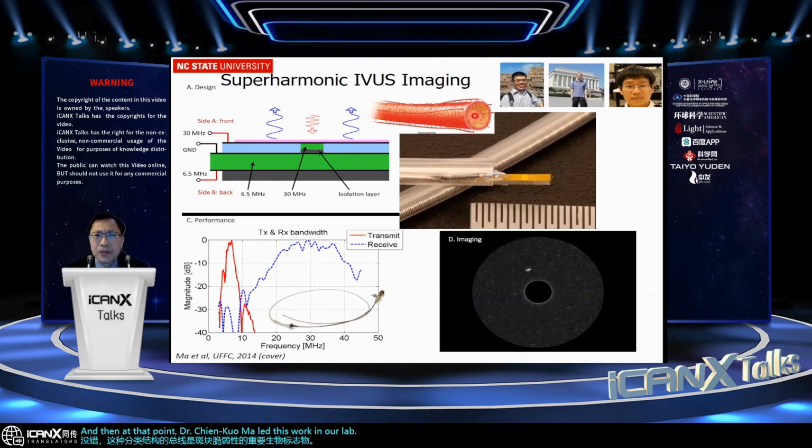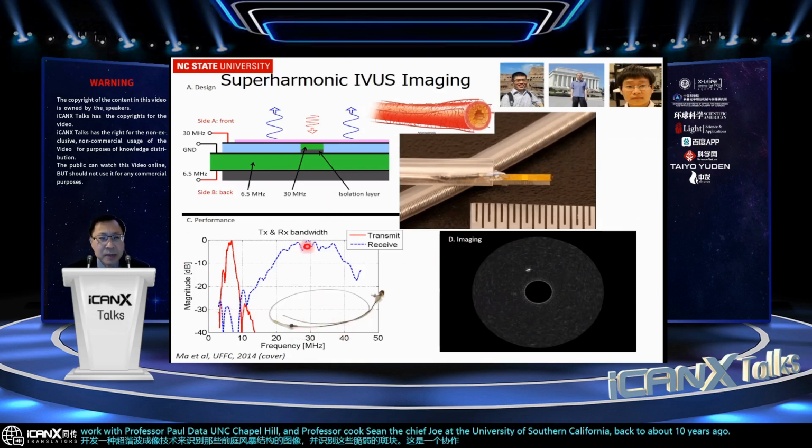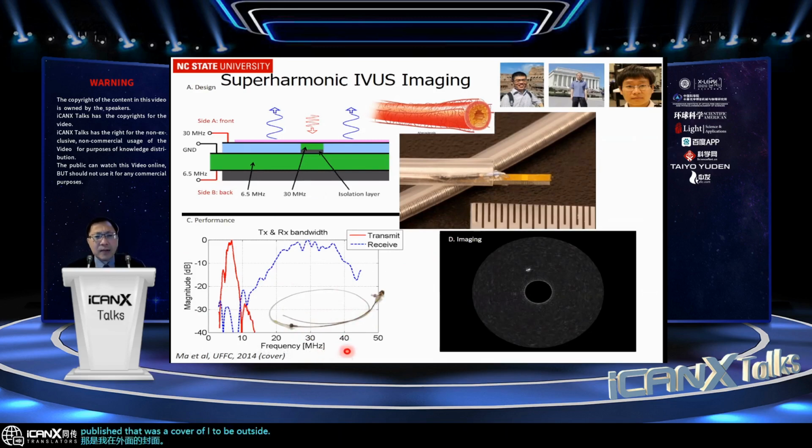We're trying to develop a superharmonic imaging technique to image those vasa vasorum structures and to identify this vulnerable plaque. This is a collaborative work with Professor Paul Dayton at UNC Chapel Hill, and Professor Kirk Shung and Qifa Zhou at the University of Southern California, back about 10 years ago. And this is the first paper Jiang Ma published, and that was the cover of IEEE Transactions on Ultrasonics journal, right? As you can see, we deal with this kind of problem with a dual frequency design.